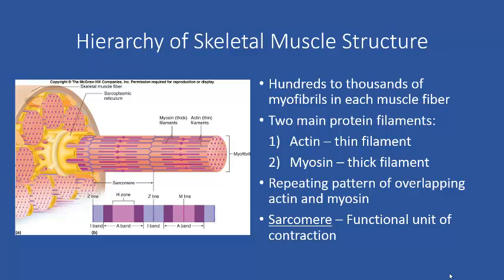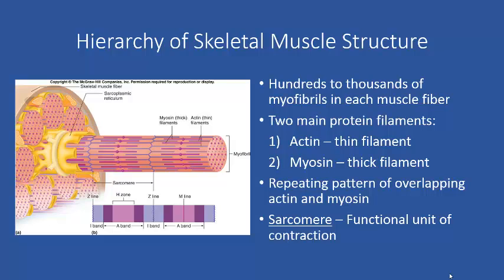And these protein filaments overlap each other in a very regular pattern, and that pattern is repeated to the left and to the right all along a myofibril. The repeating pattern is often referred to as a sarcomere. And the reason that the sarcomere is important is because if you think about the function of the skeletal muscle, which is contraction, that function is achieved within the sarcomere.